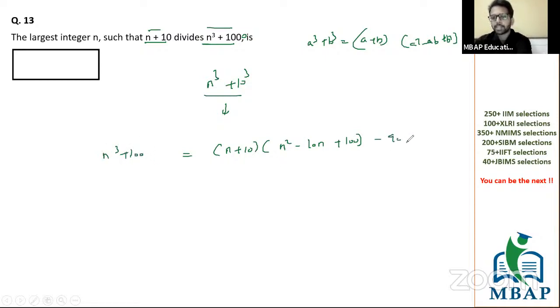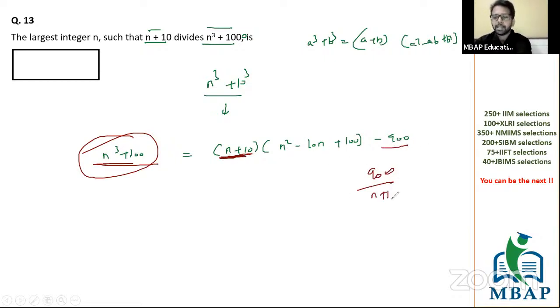So I have to remove 900 from this. Only then the value will come out to be n cube plus 100, right? Now we also know n plus 10 will be a value which will be able to divide the whole value because this is one of the factors. So if the whole value is divisible by n plus 10, obviously 900 will also be divisible by n plus 10.